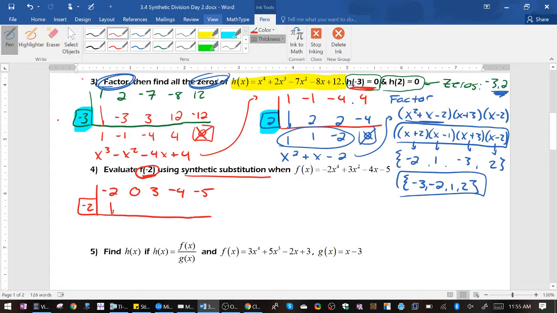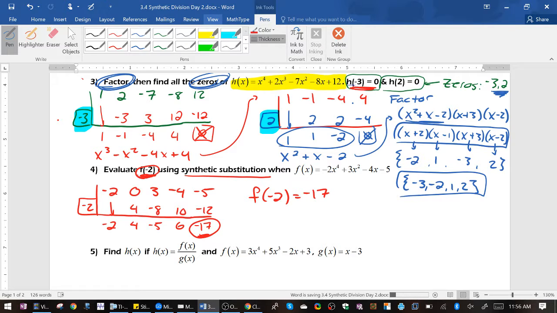When I do synthetic, let's see what we get. It's negative 2, it's 4, that's negative 8, negative 5, that's 10, 6, negative 12. I actually end up with negative 17, so I did not get a 0 here. That's okay. They didn't tell me that f of negative 2 was a 0. So when I substitute this in and I do synthetic division, this is technically the number I would get out. So f of negative 2 is equal to negative 17.